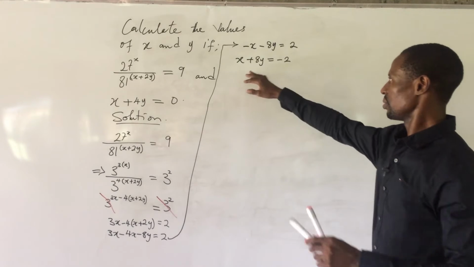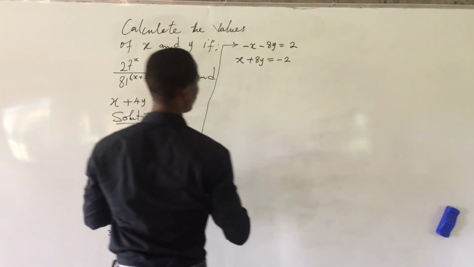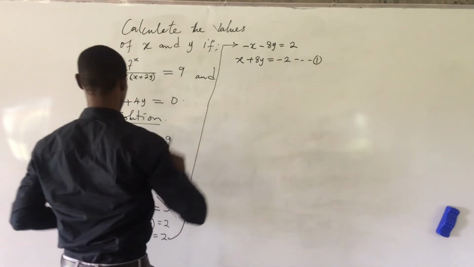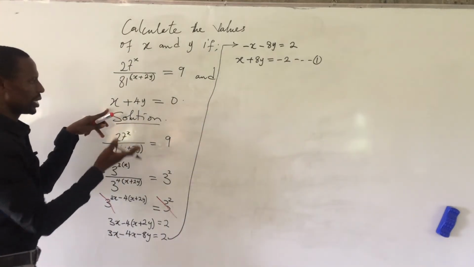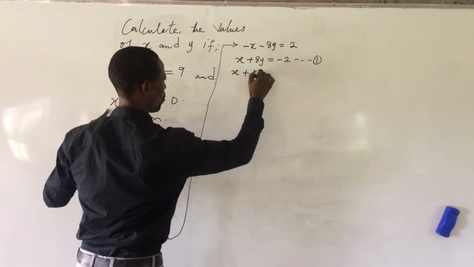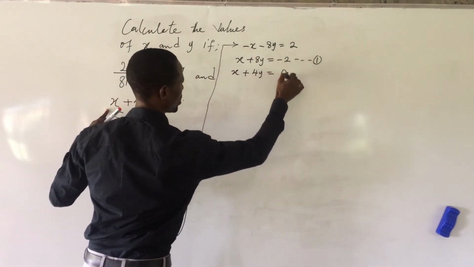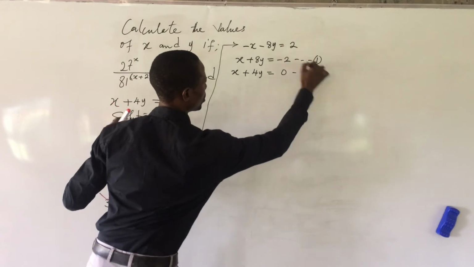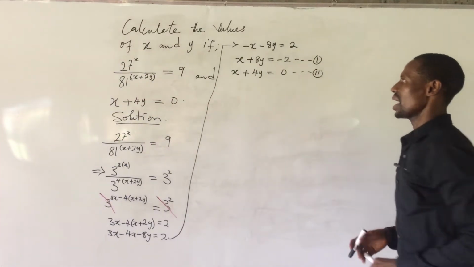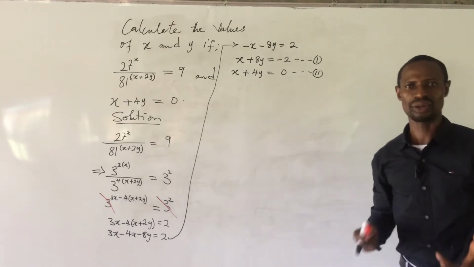Okay? So when you do this, automatically it will give us our equation 1. This is our equation 1, and equation 2 is already there. So we bring down equation 2, x plus 4y equals 0. This is our equation 2. So this is our simultaneous equation. We have to solve for x and y.